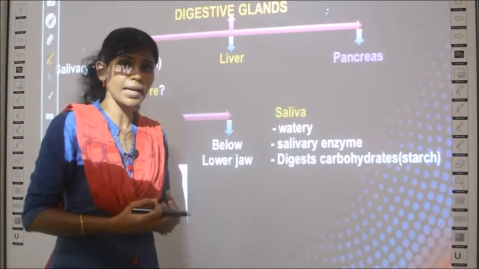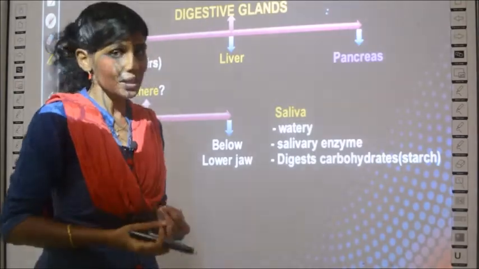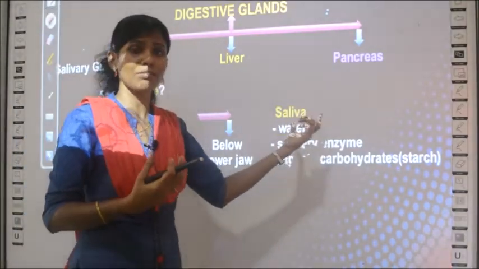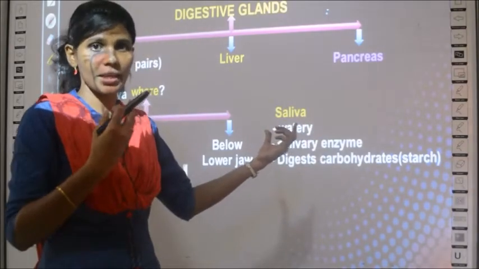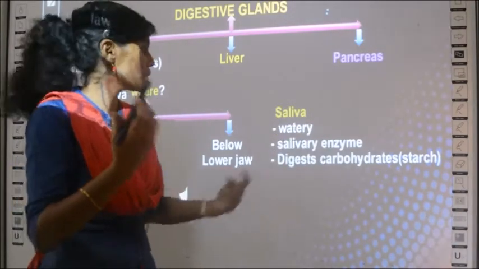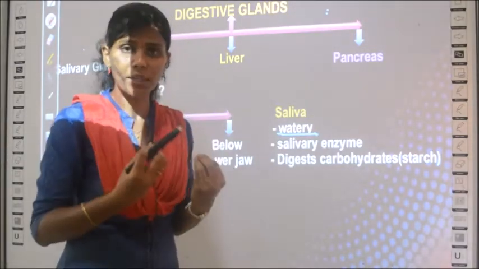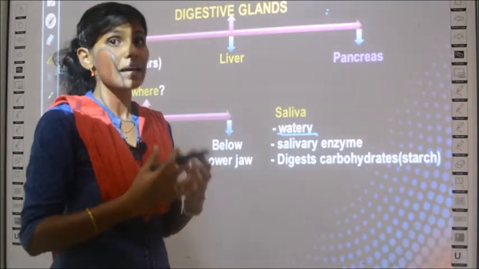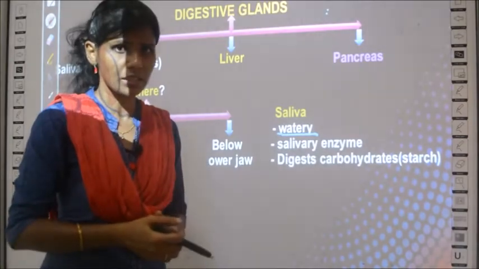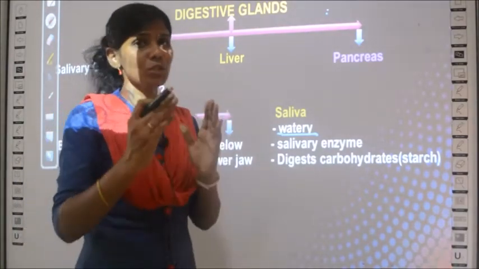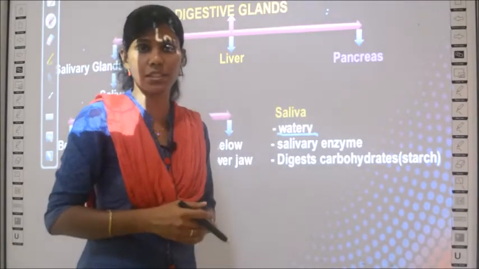What are salivary glands? They are the glands which secrete a water called saliva. How can you describe saliva? Saliva is watery, right? You can feel it as a liquid. So it is watery in nature. What is it made up of? What does it contain? It contains enzymes. That's why when you eat food, half the digestion begins in your mouth itself.